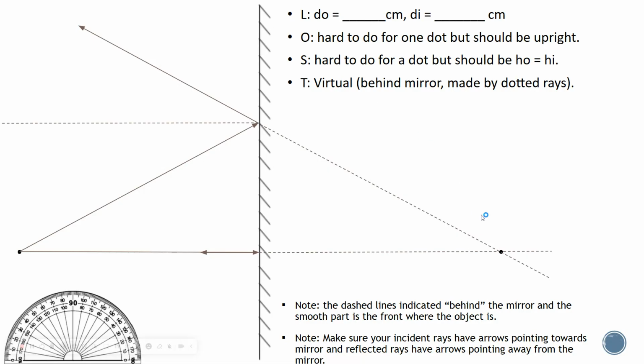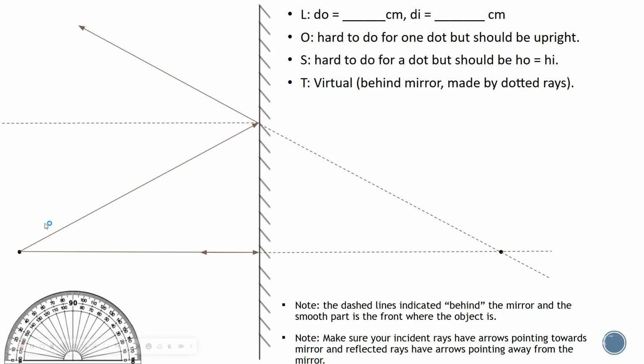It's hard to tell the orientation, but if this was the top of the dot, the top of the object up here, this is still the top of the object, the image here. So it's upright. In terms of type, it's behind the mirror. It's made by virtual traceback rays, so we call that a virtual image. If you had to measure the height here and here with a ruler, again, hard to do with a dot, it would be the same height, HI is HO.